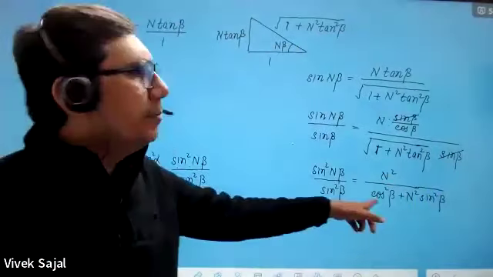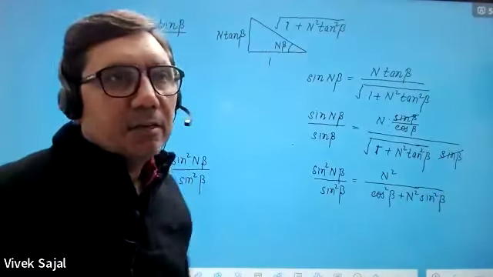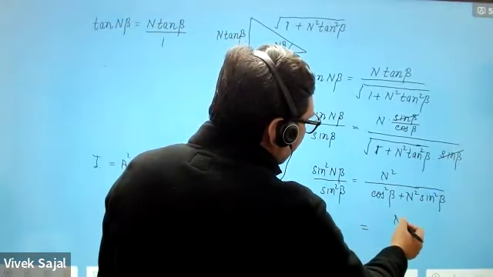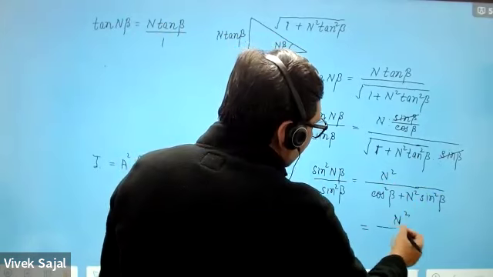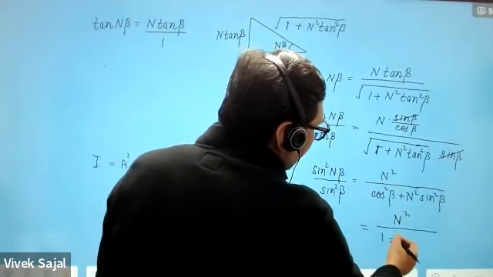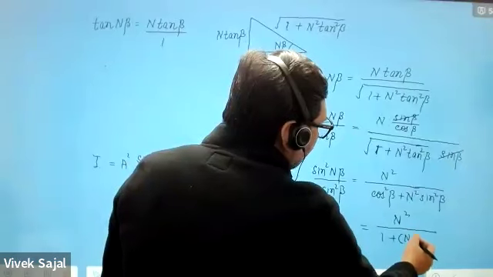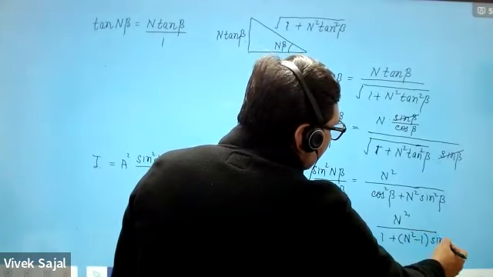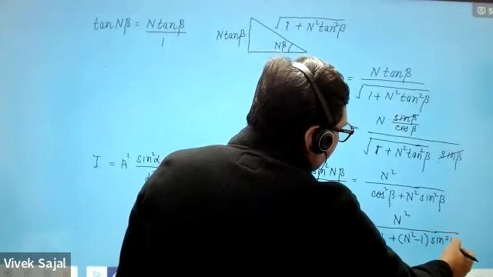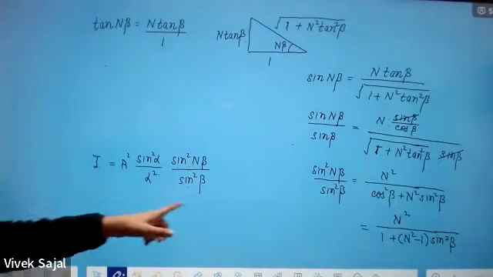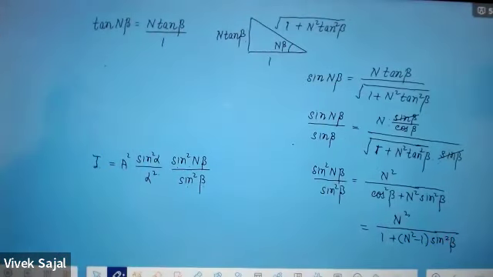So this cos square beta will be 1 minus sin square beta. So this term will become simply n square upon, this is 1 here, minus sin square beta. So 1 plus n square minus 1, this will be sin square beta. Substitute this value here. ठीक है ना?